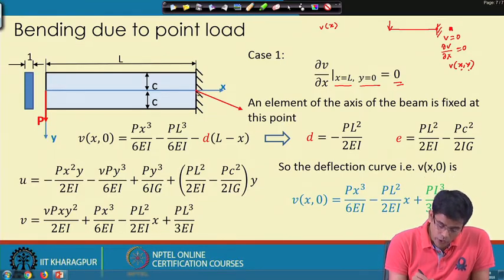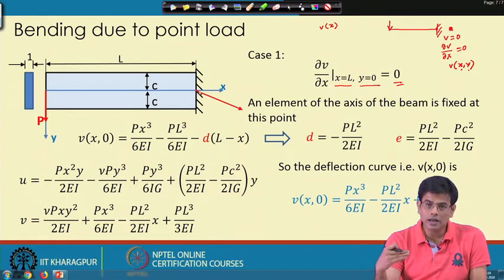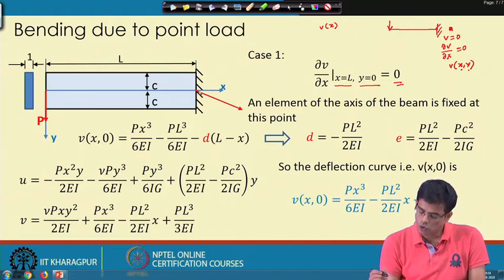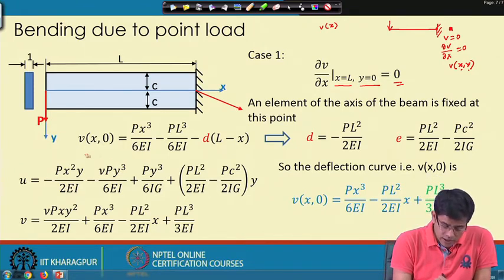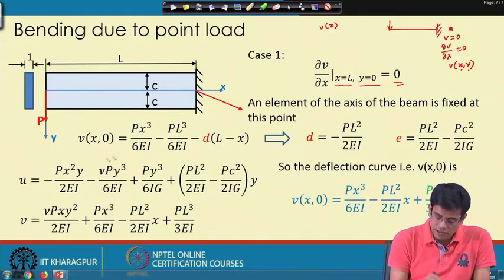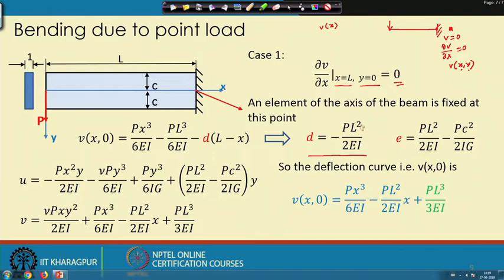So, if we consider those, what does this mean? That means at this point any element on the x axis, or the beam axis, is fixed. That means the rotation along the axis of the beam is fixed. So, this gives me this. Now, if I use this condition, I can find d, which is this. Once I find d, and if you remember, our other condition was d plus e equals k, where k is essentially minus pc square by 2ig. So, if we substitute d in this equation, we get e.